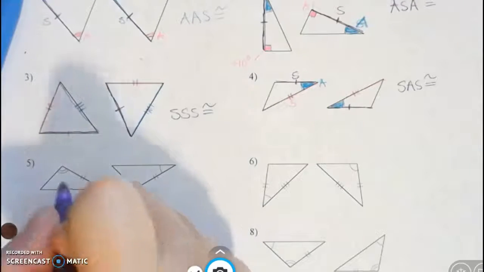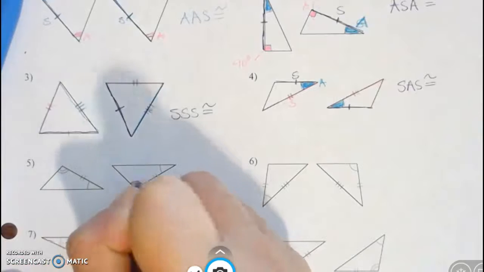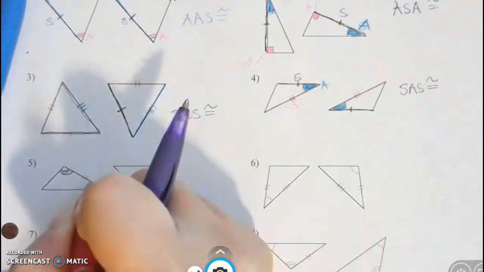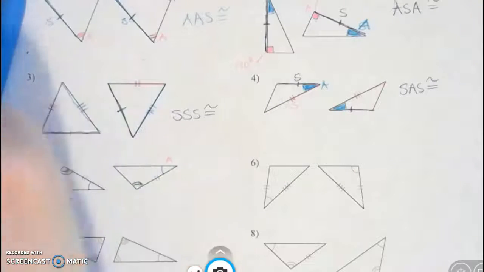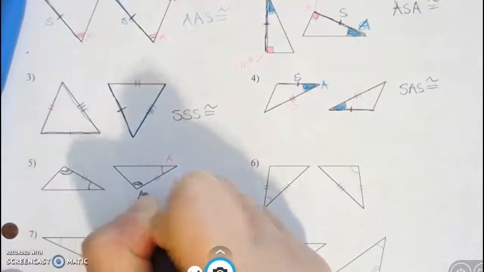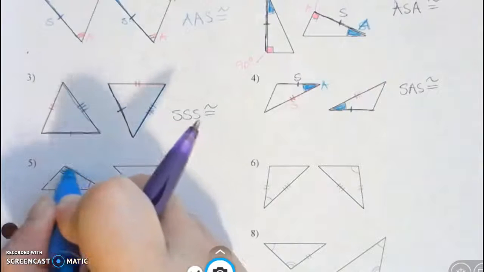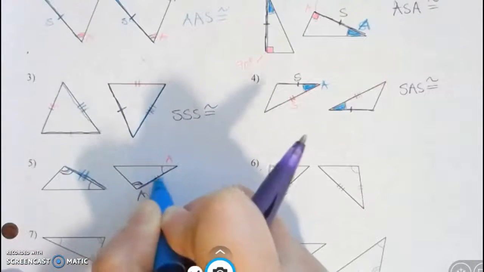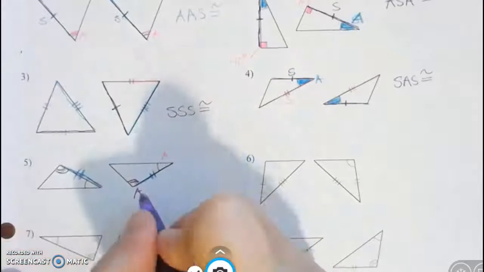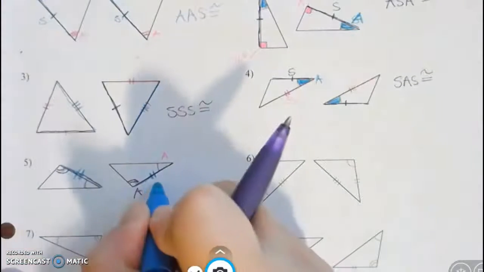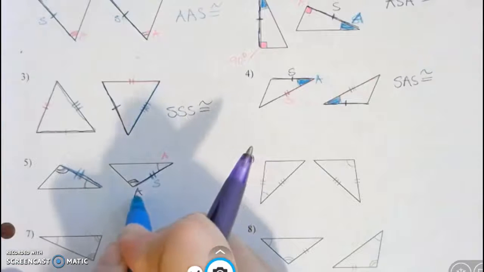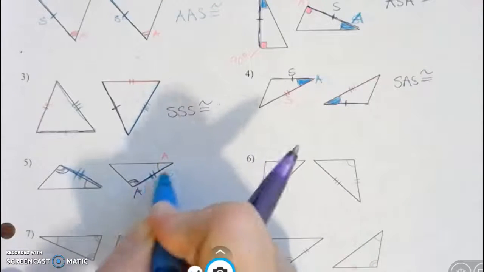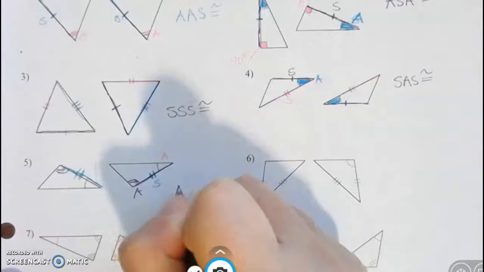Okay, number 5. We have one pair of angles that are congruent and another pair of angles that are congruent. And then finally a side in between. This is going to be the side that is congruent. That side is squished between the two congruent angle pairs, so it's going to be angle, side, angle.